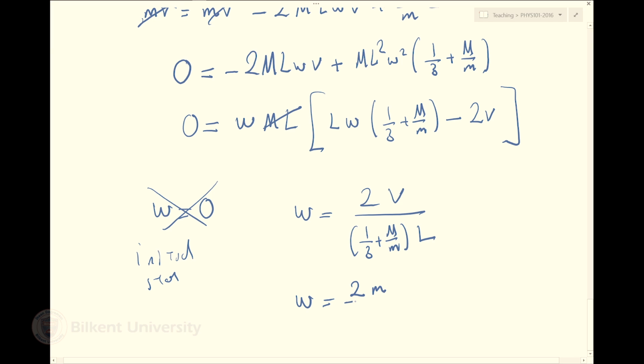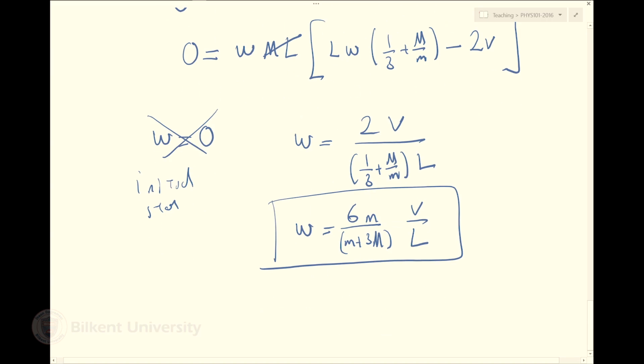Let me write it a little bit differently, right? 6 small m over m plus 3m, V over L.